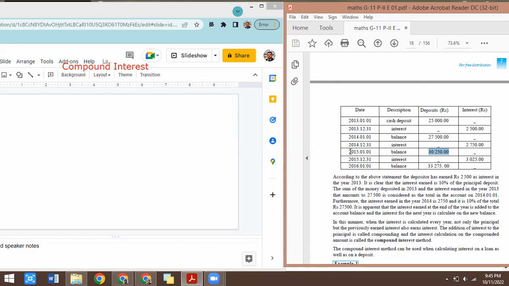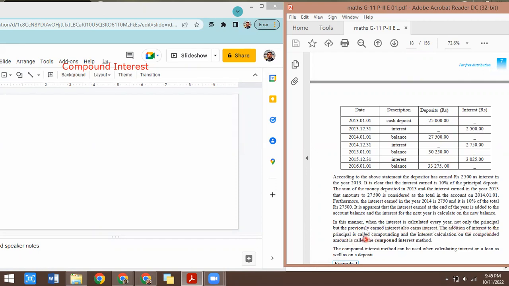So the description is shown here, and you can see in this manner, when the interest is calculated every year, not only the principal but previously earned interest also earns interest. So this is like interest on interest. In the first year, he received an interest, and in the second year, he received interest on the interest which he had already earned in the previous year.